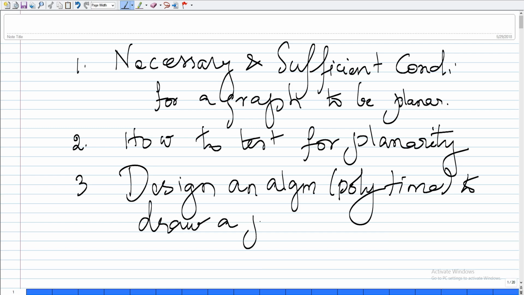So, we will see what these terminologies mean. What do we mean by planar, plane graph, all these questions we will try to see. If possible, we will enter into the second and third question if time permits today, because this whole topic in itself can go for many lectures. So, these 3 we will keep as targets, but I will try to touch upon each of them.